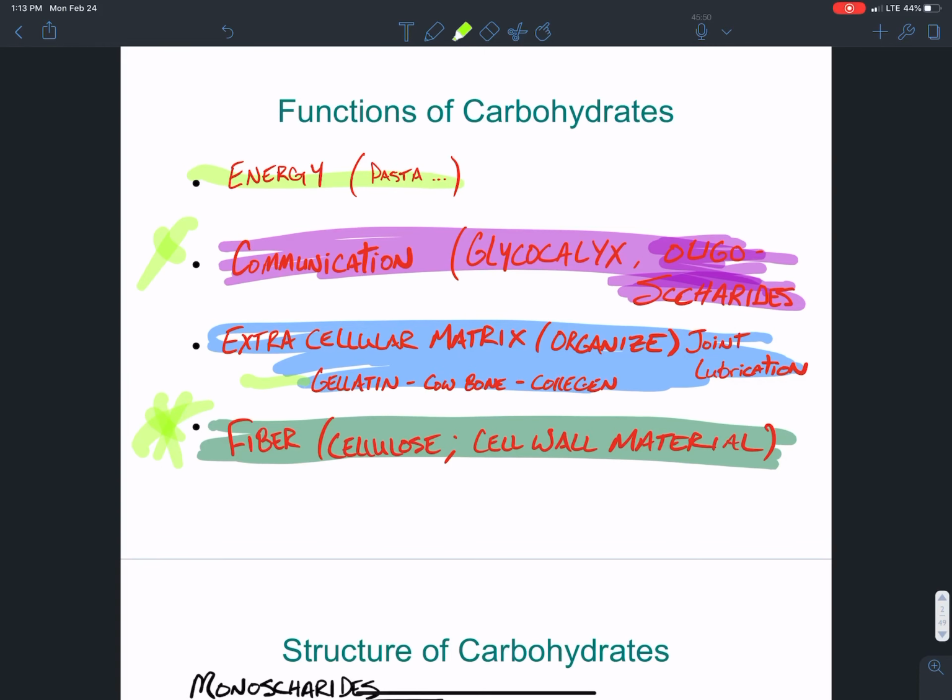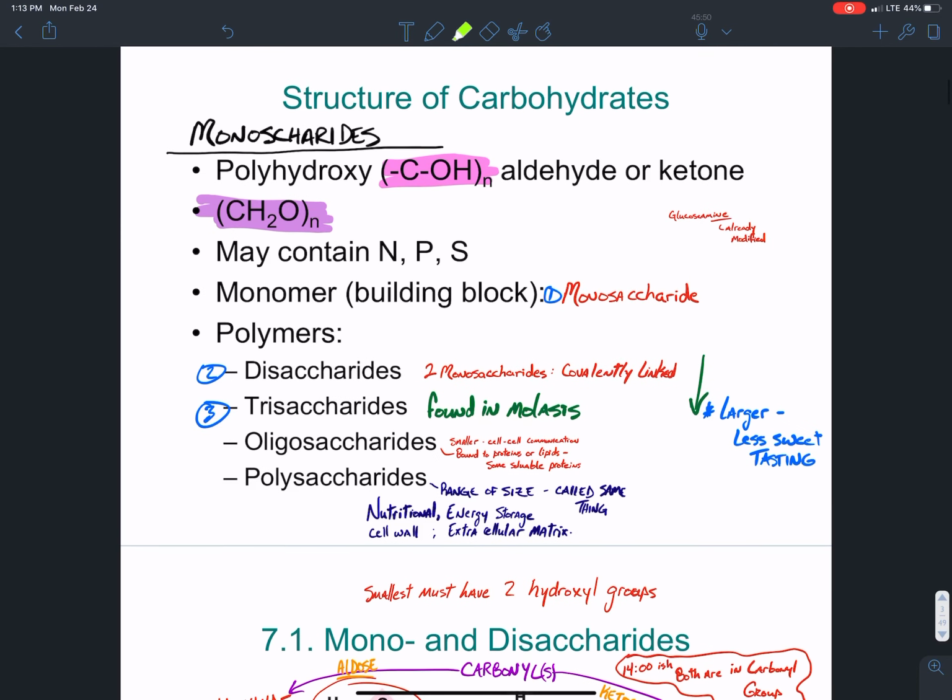That's carbohydrate as well. Structures of carbohydrates, they're monosaccharides. That was added in, it's important. We have the polyhydroxyl, which is an aldehyde or a ketone. An aldehyde or a ketone, they may contain nitrogen, phosphorus, or sulfur. Monomer is a building block, so that's the monosaccharide.